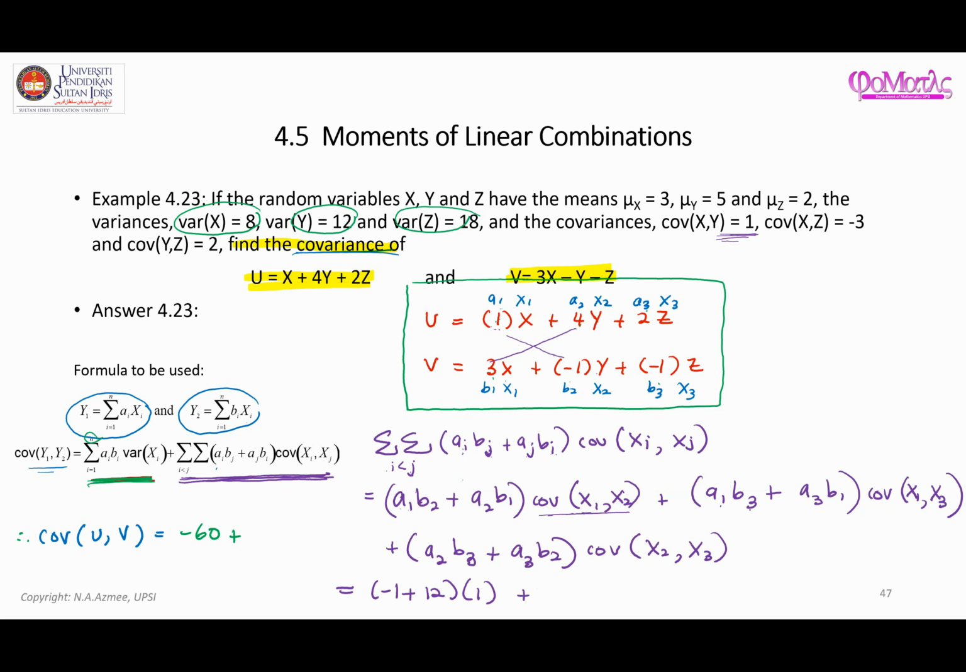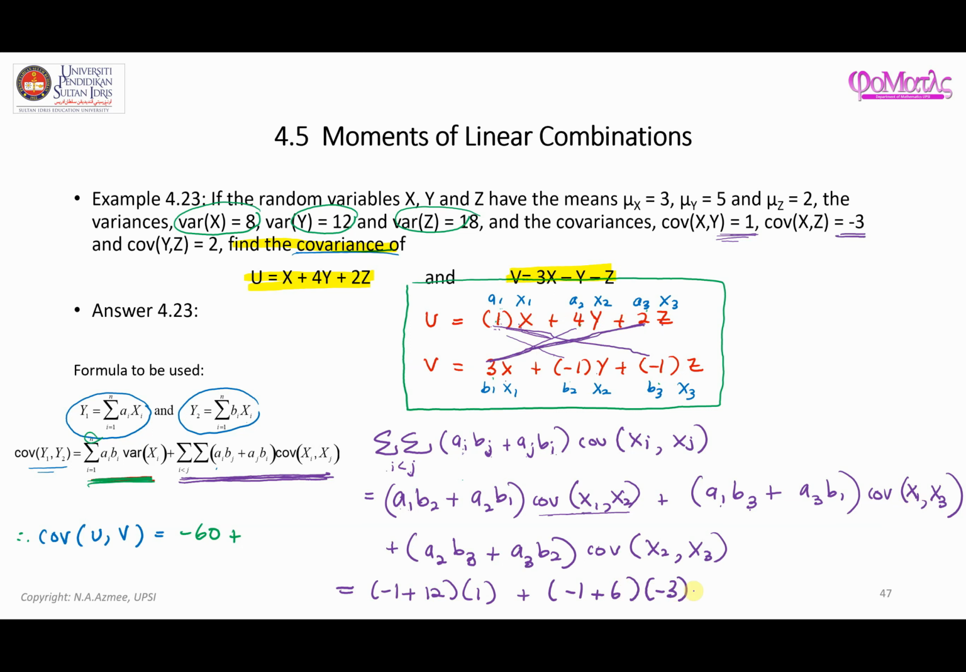Next, plus a1 b3. So a1 with b3. So 1 times negative 1 is negative 1 plus we're going to cross over like this, a3 and b1. So that is 6 plus 6. And then covariance X1 X3 is actually covariance XZ. So covariance XZ is negative 3.